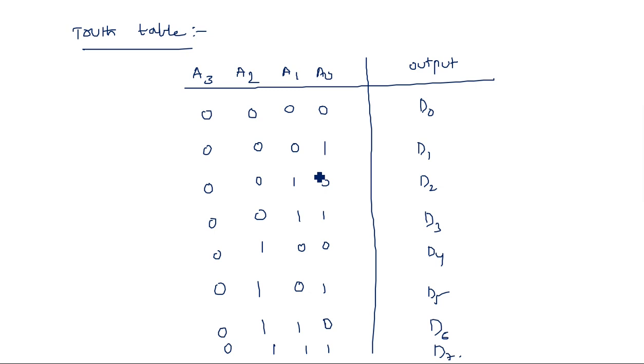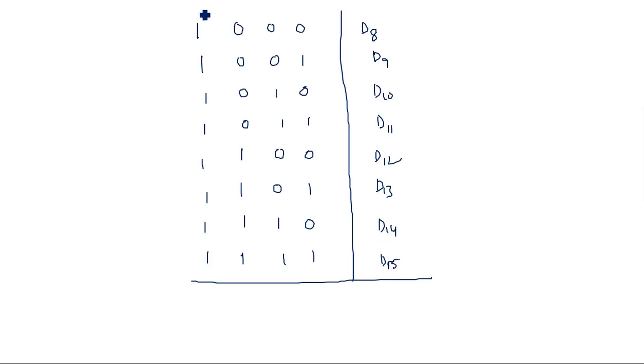If you observe clearly, the A3 pin is 0 for the first 8 combinations. Observe clearly, students, A3 pin is 0 for the first 8 outputs, and A3 pin is 1 for the remaining 8 outputs.